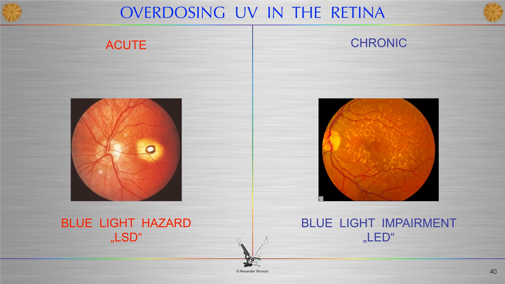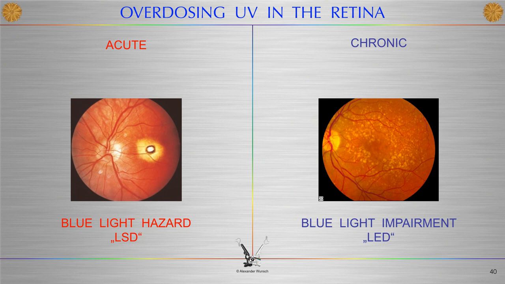The blue light hazard is defined to look at maximally 10,000 seconds. So this really is an acute occurrence or event. And I wrote here LSD, three letters. This was a soldier on a trip, on an LSD trip, staring into the sunlight and receiving this photochemical damage. This is a blue light hazard, an acute event.